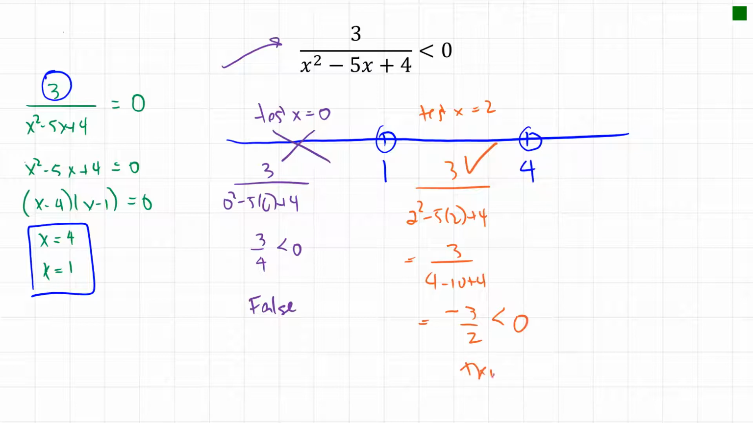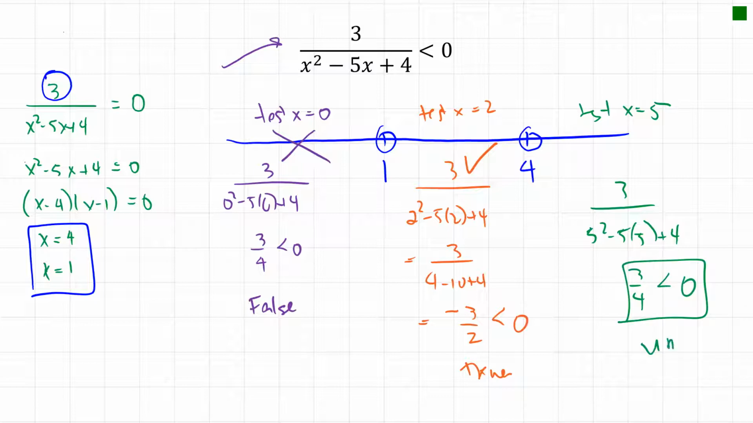It's true. And then lastly, I'm going to test x equals 5. So 3 over 5 squared minus 5 times 5 plus 4, which equals 3/4, and that is an untrue statement or false statement, which means this area doesn't work either.